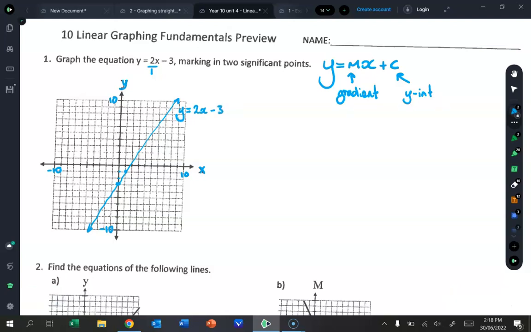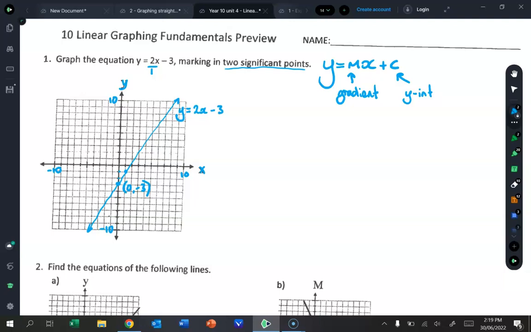All right, now the next part is, this one asks us to mark in 2 significant points. Now, one of those points is already there. Look at this, we've got the y-intercept, which is when x is 0, y is -3. And then we need another significant point. Now, the point that I'm going to choose, just for the point of this video, and so you know how to find it as well, is sometimes you'll be asked for the x-intercepts.